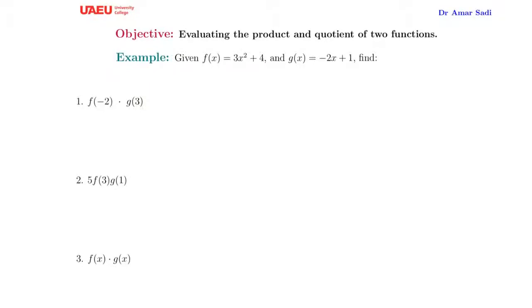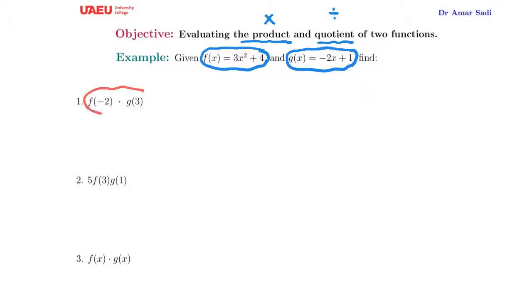So here we're going to be evaluating, so finding the value of the product, which means multiply, and the quotient, which means dividing two functions. Okay, here is a function f, 3x squared plus 4, and a function g, minus 2x plus 1. First, I want to find f of minus 2 multiplied by g of 3.